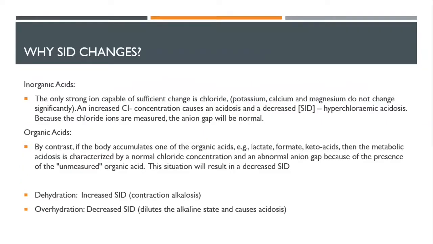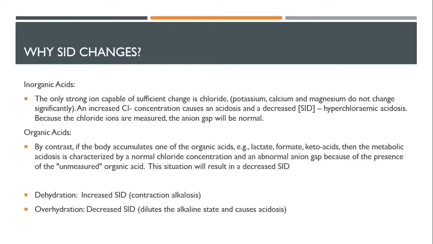So the things that change strong ion difference, like I said, are your inorganic acids. So the only strong ion that we have that's capable of sufficiently changing your strong ion difference is your chloride. The others are all really, really small. So you can almost ignore them, your potassium, your calcium, your magnesium, and they don't change that relationship significantly. And as I said, we know that an increased chloride concentration causes an acidosis, and a decreased one causes a decreased strong ion difference, which we recognize as a hyperchloremic metabolic acidosis.